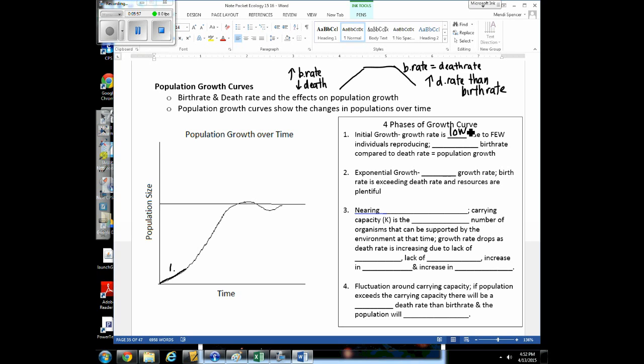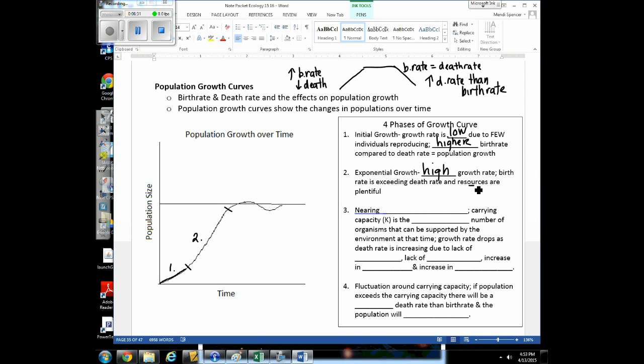But in this situation, we do have a higher birth rate than death rate, so that's why the population is increasing. You can see how the slope of the line changes. We're getting a higher growth rate. During this phase, this is called exponential growth. There's a high growth rate simply because the population has become established and there are plenty of organisms to reproduce. So in this situation, our birth rate is exceeding death rate, so the population is going up, and there are plenty of resources. There are not a lot of limiting factors acting on the population.